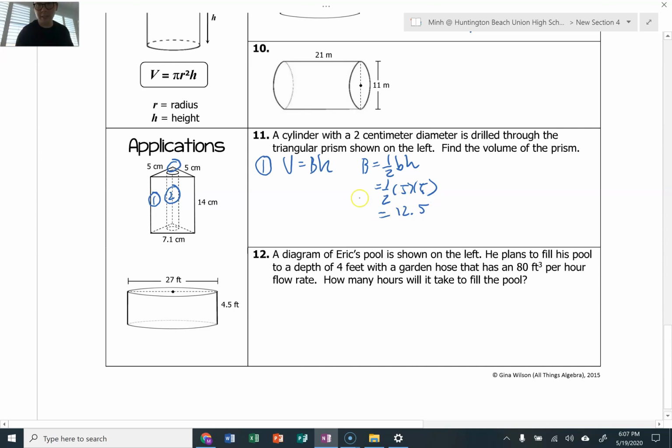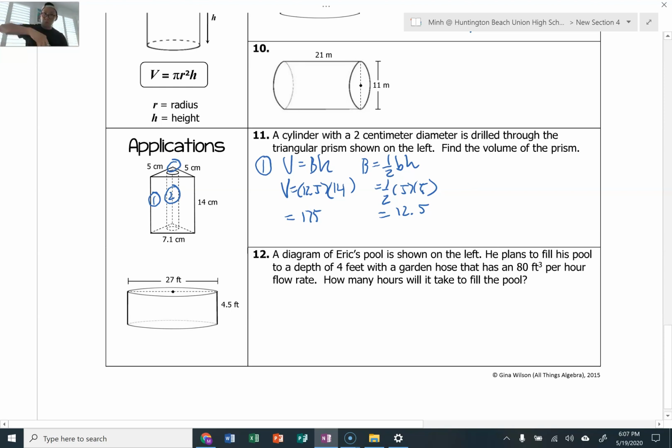So what are we going to do with this number? Well, we're going to put it back into the volume formula. So that's going to be 12.5. And the height of the three-dimensional figure, well, since the two triangles are congruent and the same and they're parallel to each other, the height is going to be the distance between the two of them. So that's going to be 14. If you do this correctly, this should net you 175. Okay, that's only the triangular prism.